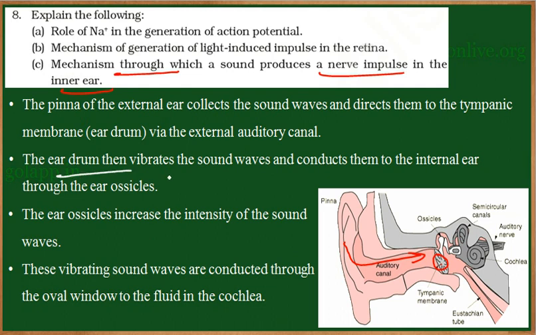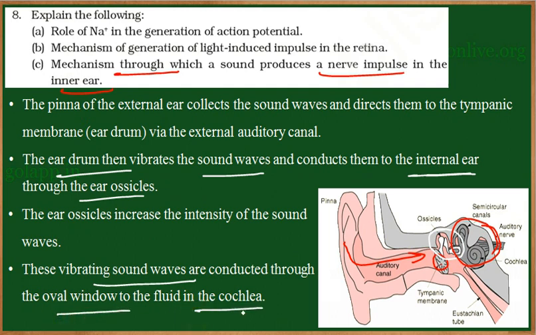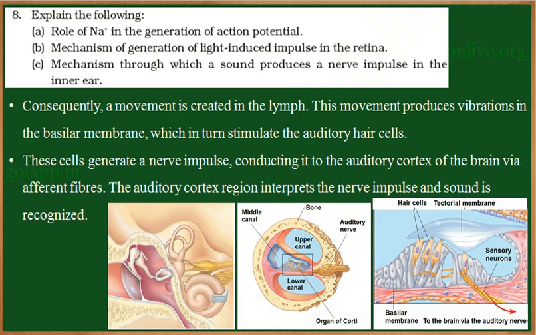The eardrum vibrates with the sound waves and then it is conducted to the middle ear, that is the ear ossicles. So these are the ear ossicles. From the eardrum, the information transfers to the ear ossicles, malleus, incus and stapes, and from here it is transmitted to the inner ear. So these ear ossicles transfer the sound waves to the internal ear. Now the vibration of the sound waves in the internal ear, that is the oval window and the fluid present in the cochlea, generates an action potential.